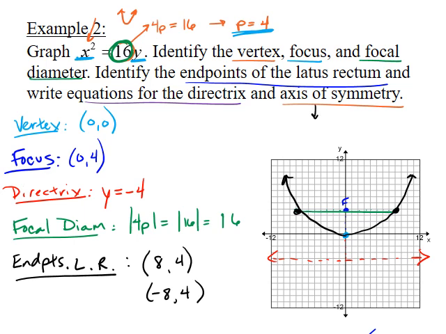The last thing, sorry, my axis of symmetry goes through the parabola here. So it is x equals 0. And that concludes this example.